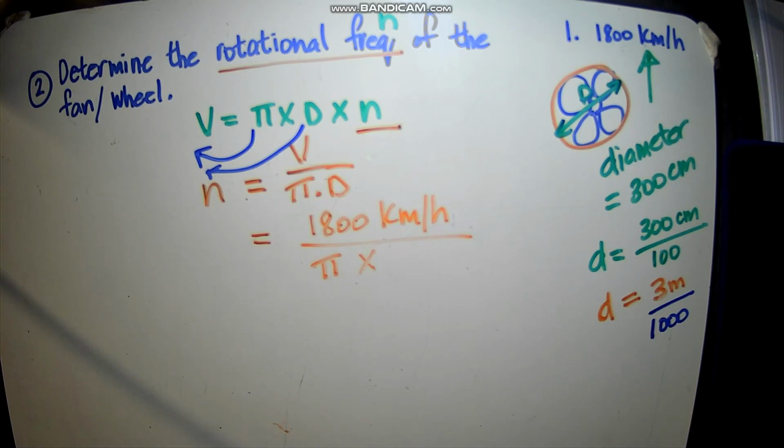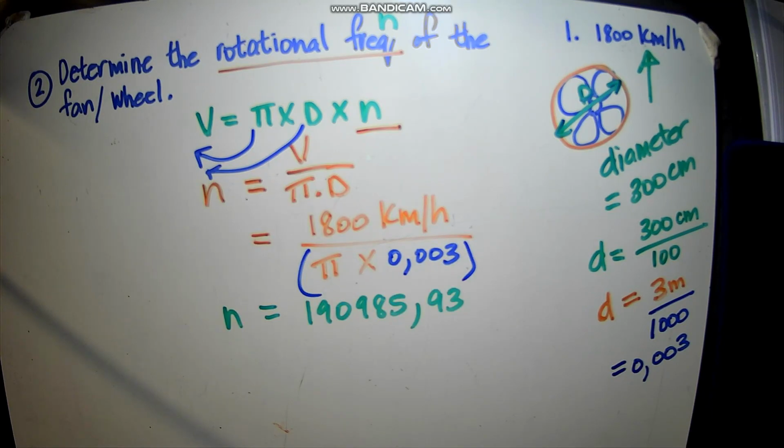On your calculator, 0.003. So on your calculator, it'll be 1,800 divided by pi divided by 0.003. Or you can use brackets in the denominator. So 1,800 divided by, open brackets, all that's in the denominator, close brackets.